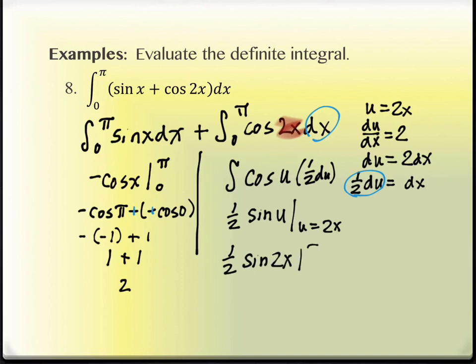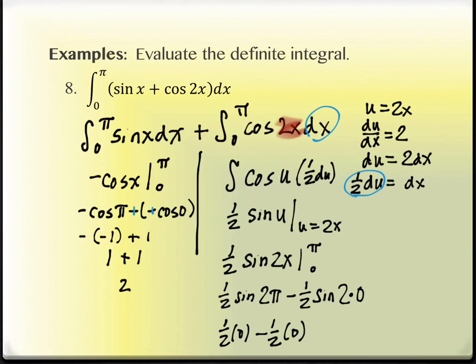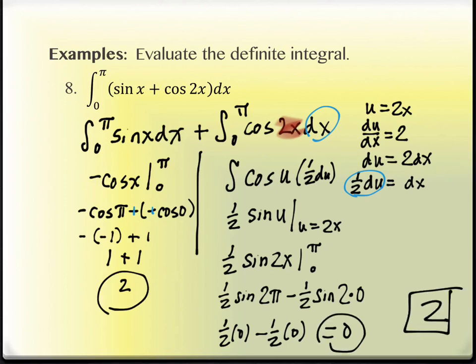Now I can evaluate at the pi and the 0. So I have 1/2 sine of 2 pi minus 1/2 sine of 2 times 0. So the sine of 2 pi, of course, is 0, and the sine of 2 times 0 is 0. So this ends up being 1/2 times 0 minus 1/2 times 0. It's a big whopping 0, right? So 0 on this side. So I have 2 plus 0, so my final answer is actually 2 on this particular problem.